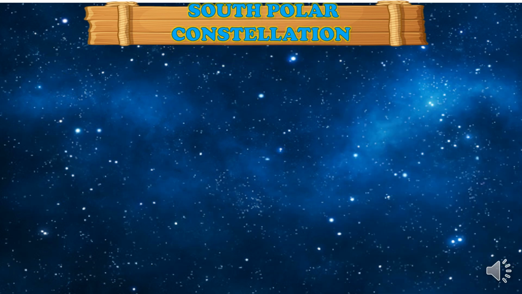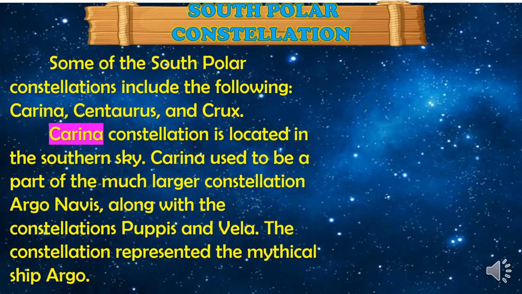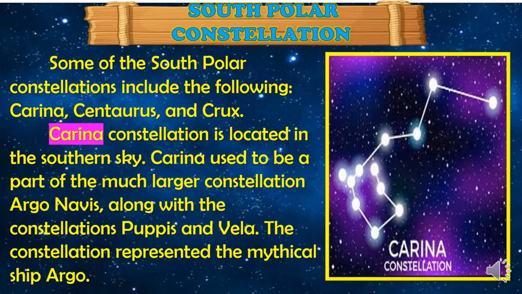We have also the South Polar constellations. Some of the South Polar constellations include the following: Carina, Centaurus, and Crux. Carina constellation is located in the southern sky. Carina used to be a part of the much larger constellation Argo Navis, along with the constellations Puppis and Vela. The constellation represented the mythical ship Argo.